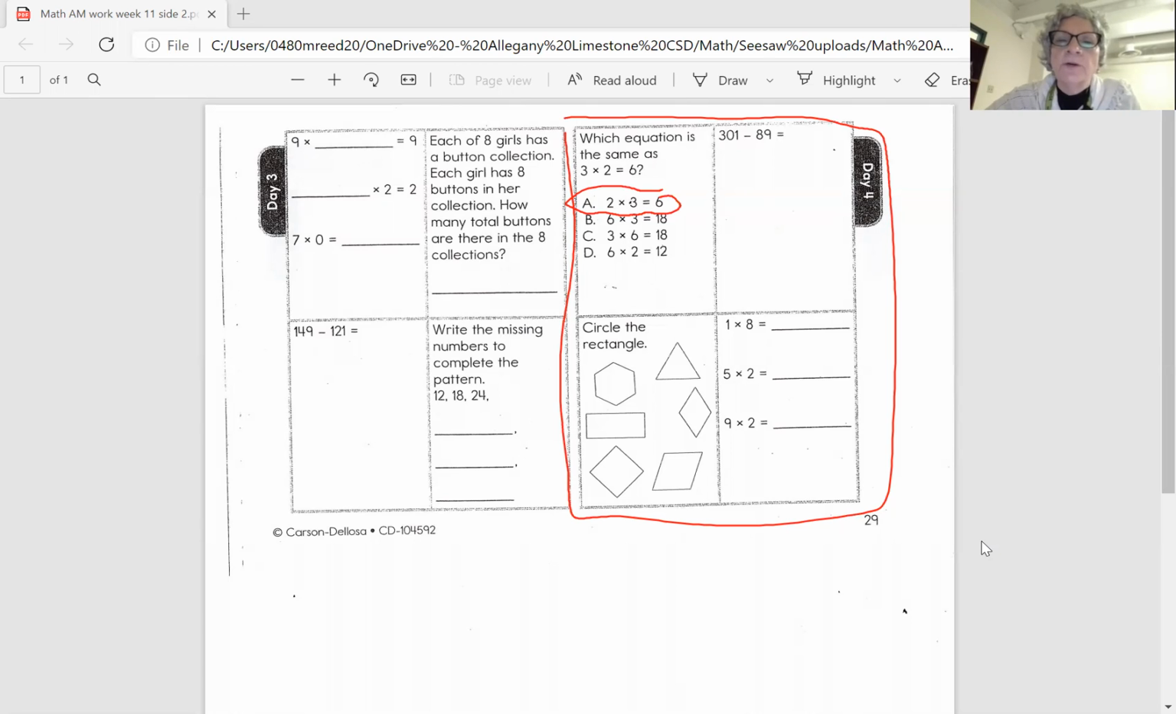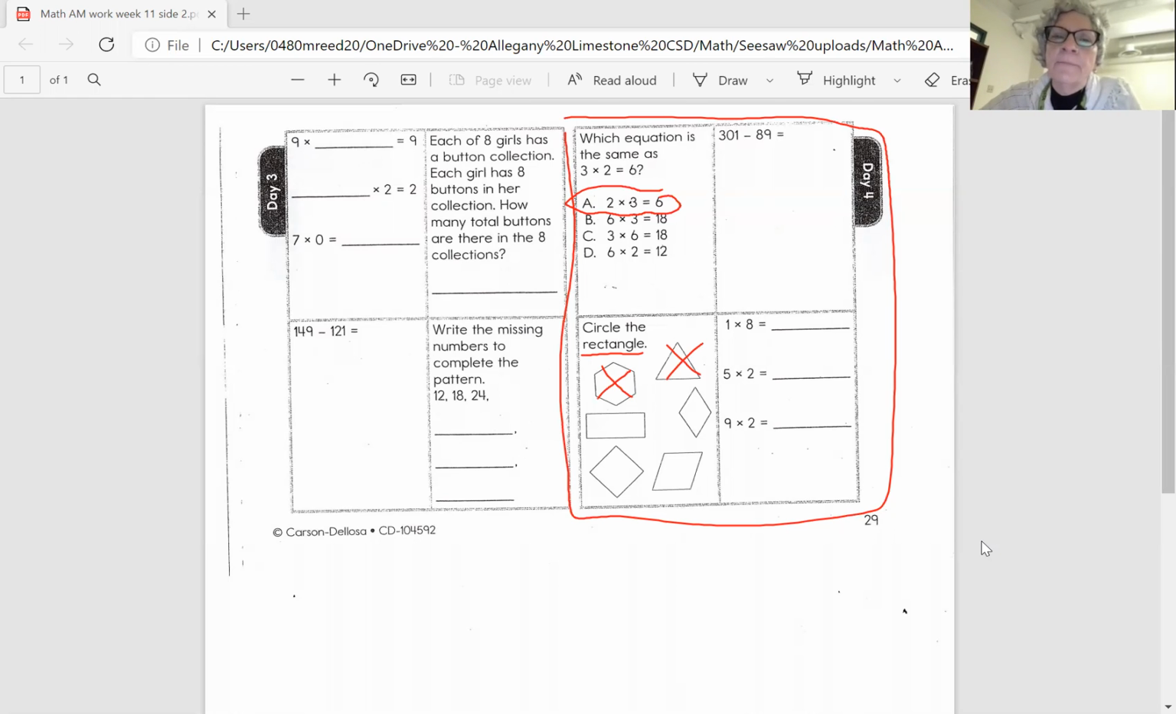This is a geometry question that says circle the rectangle. We haven't done much geometry yet this year, but if you remember from last year, a rectangle is a quadrilateral. That means it has 4 sides. So when I look at this, this does not have 4 sides. This is a triangle. This has 4 sides. All the rest of them have 4 sides. But guess what? They are not all rectangles.